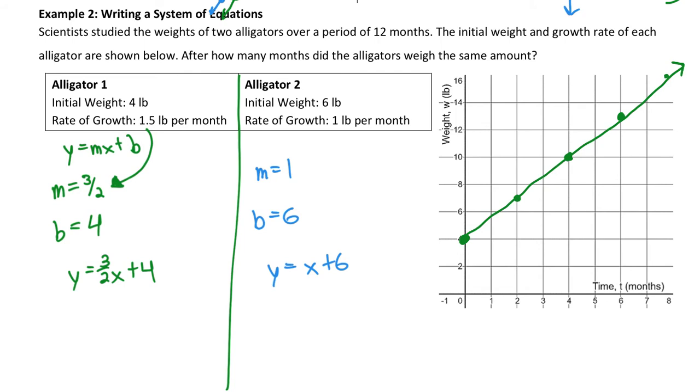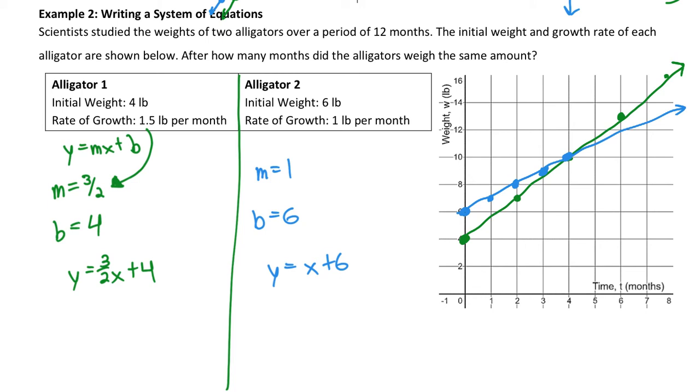But it's important that I draw this line not going to the left of 0, because the alligator's weight can never be negative. For the second alligator, I start at a weight of 6, and I go up 1, right 1. So up to 7 over to 1 month. At 1 month, it's 7 pounds. At 2 months, it's 8 pounds. At 3 months, 9 pounds. At 4 months, 10 pounds. So this is where our equations intersect.